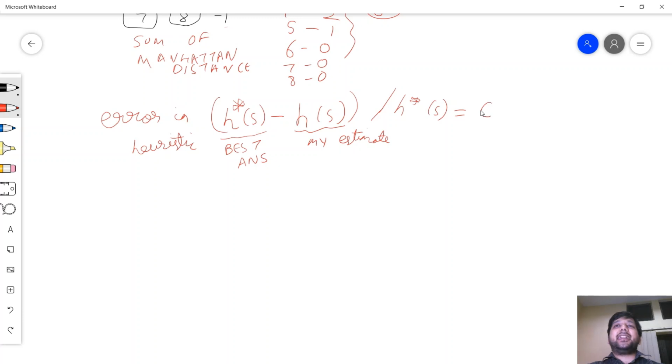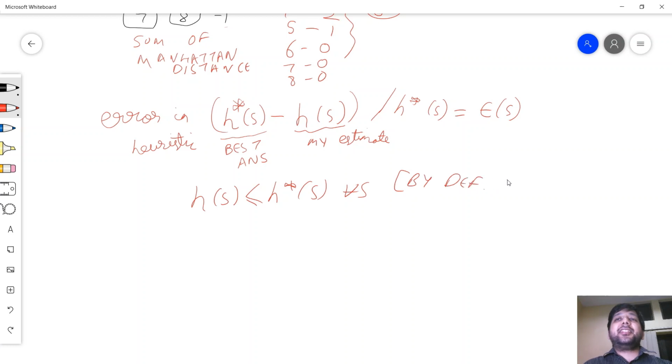Let us denote by epsilon of S, or error of S, my error in heuristic for the state S. That's how much my heuristic is bad. Now, how does heuristic error really matter? Firstly, this term will never be negative because we have assumed H(S) is less than or equal to H star(S) for all S. This is by definition of admissibility. So H star(S) minus H(S) is always greater than 0.